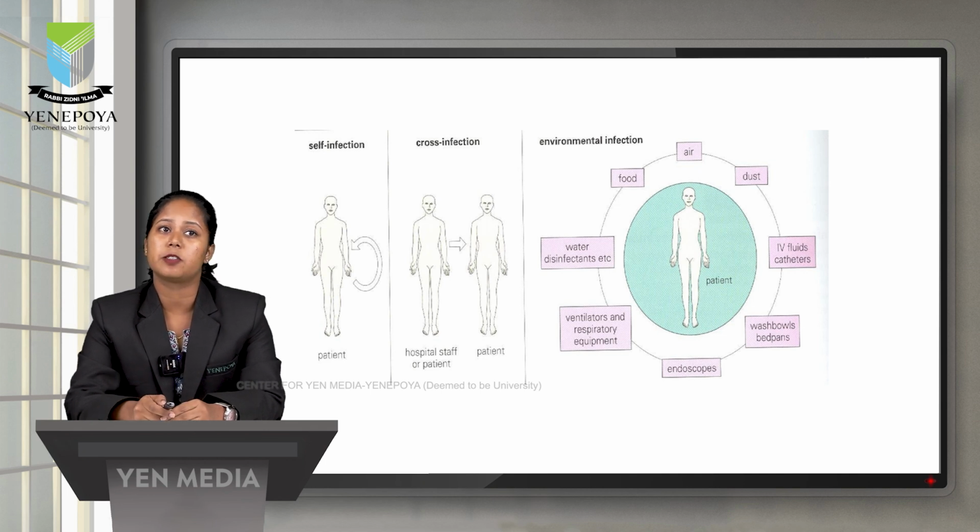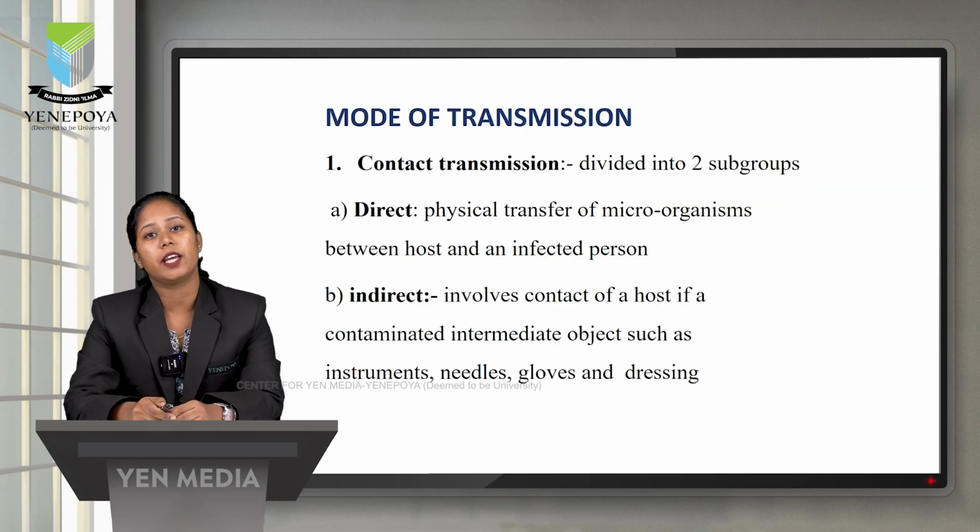Normally the microorganisms will be present on the skin or anywhere in the body. When the immunity weakens, these will attack the body and can cause infection, that is self-infection, that is endogenous. Whereas cross-infection and environmental factors, these two come under exogenous. So far we have seen the sources of infection. Let us see the mode of transmission.